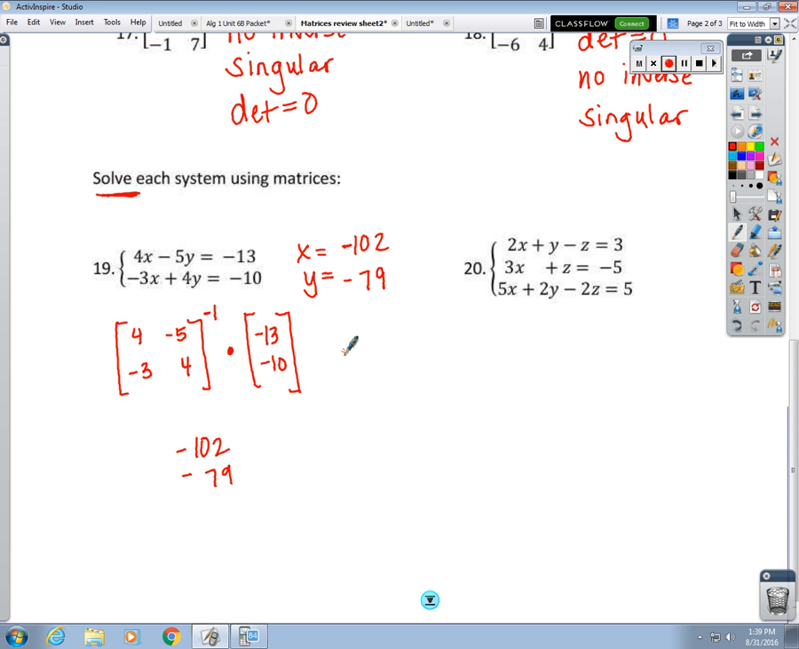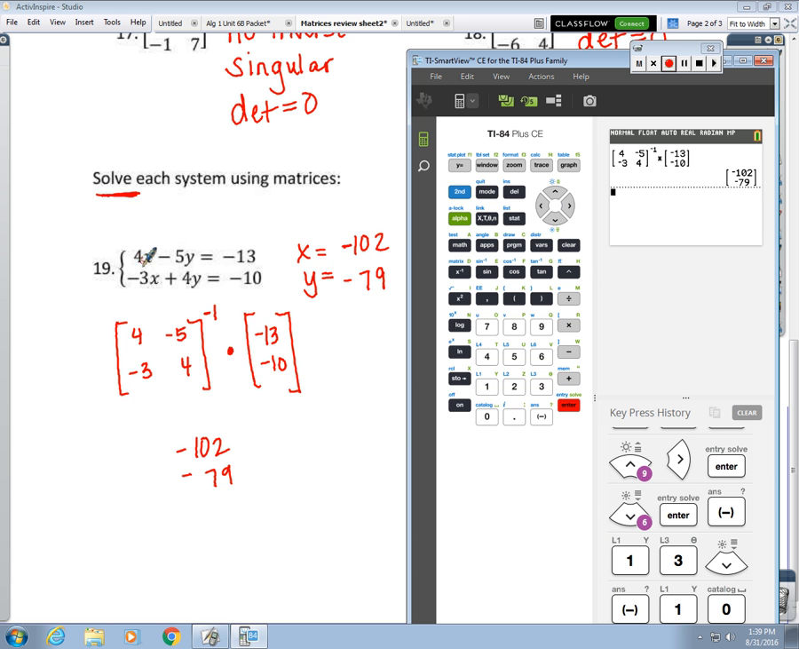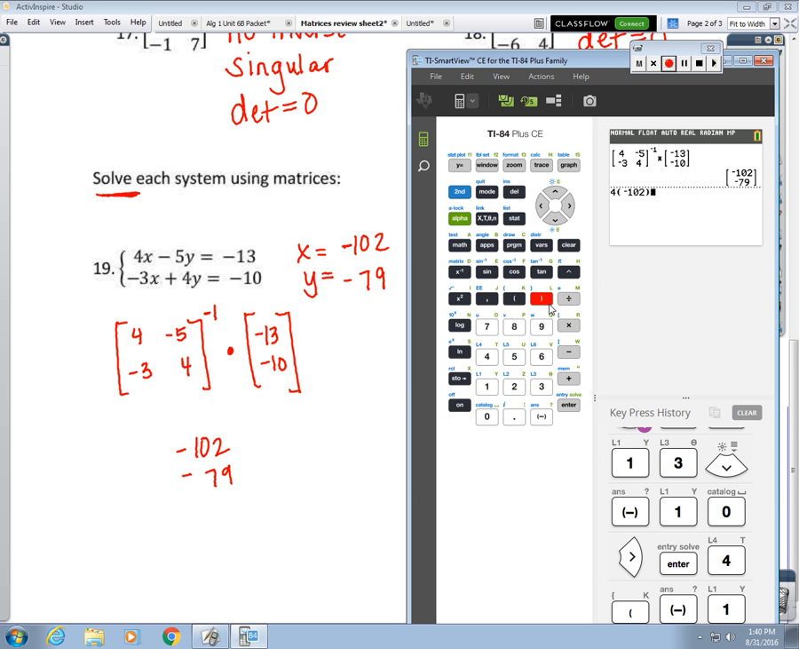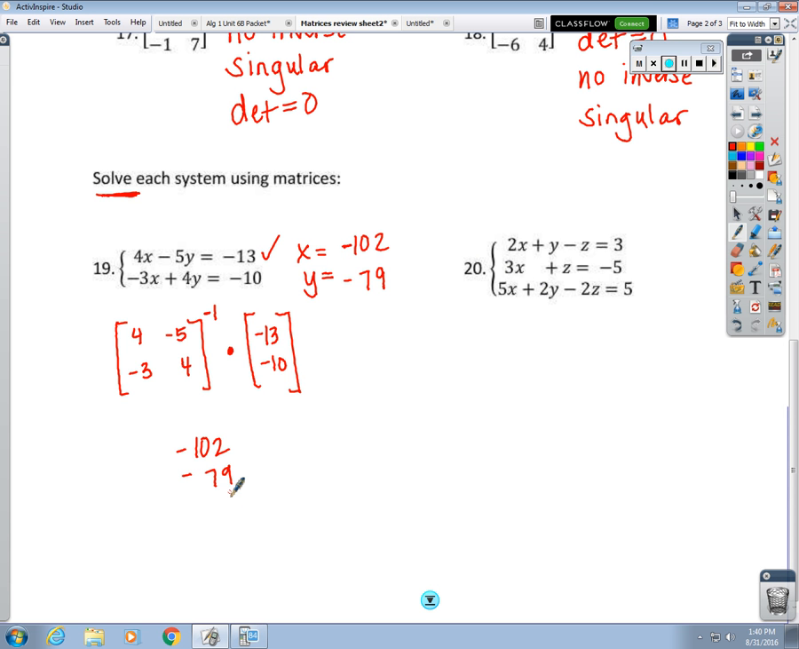Now keep in mind that you're only going to have to do 10 questions a day, which is not a lot. You need to take the time to check these. Like I'm going to type in 4 times x, which we're saying is negative 102. So 4 times negative 102. Minus 5 times y, which we're saying is negative 79. And it should equal what? Negative 13. And then, of course, if you have time, check it with the second one just to make sure.